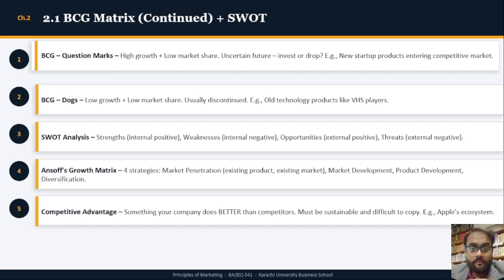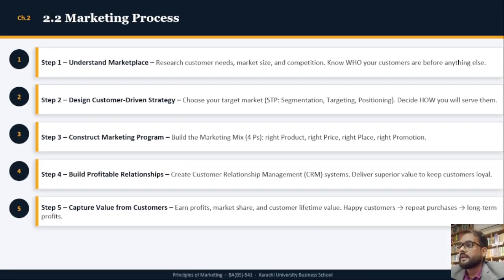Next we have the strategy of competitive advantage. It is something your company does better than competitors; it must be sustainable and difficult to copy. An example is the Apple ecosystem. You are making something unique that your competitor cannot make. That is known as your competitive advantage over a competitor.